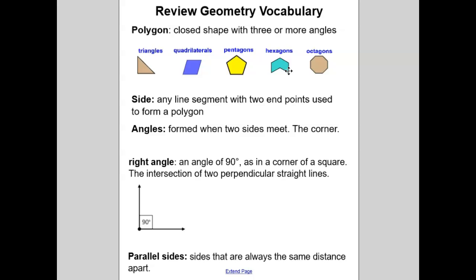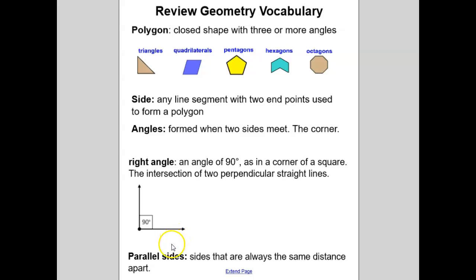8. You guys also know all about sides and angles and how they're different. A side is any line segment with 2 endpoints used to form a polygon, and we know that angles are formed when 2 sides meet or come together. The corners of the shape are the angles of the shape. Last lesson, you guys learned all about right angles. Why is this angle a right angle?